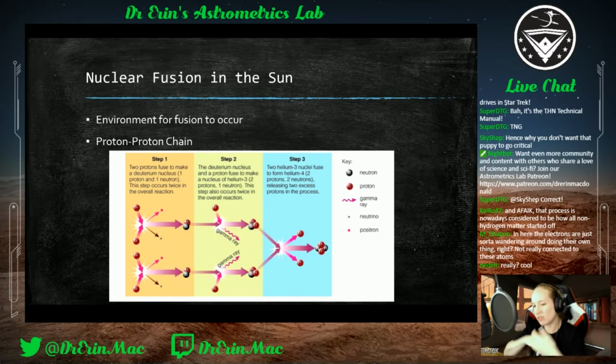And then when all of those hydrogen clouds are just kind of hanging out and going through their processes, they start to attract to each other, they start to get more and more dense, and then they merge and start forming heavier elements. So exactly. So the question from M. Chupon here, in here, the electrons are just sort of wandering around doing their own thing, right? They're not really connected to these atoms. To some extent, that's true.